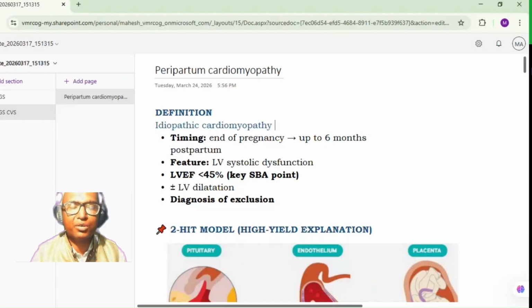The article which we are going to discuss is peripartum cardiomyopathy. This article is important from the examination point of view. There are SBAs which have been asked on this particular topic, so concentrate well on this topic.